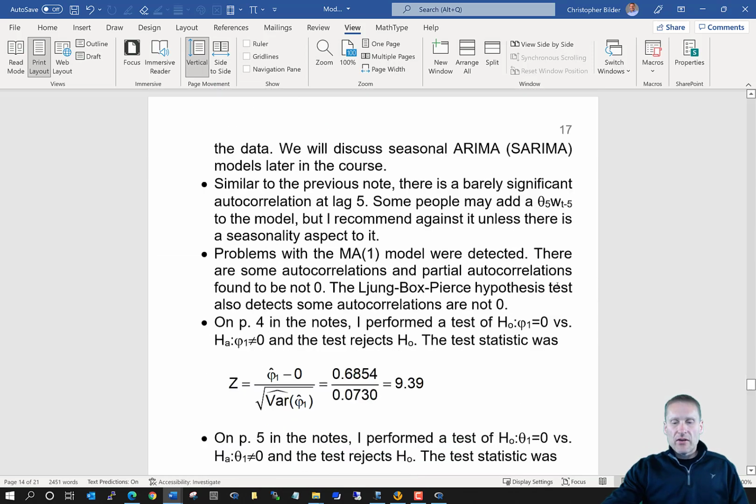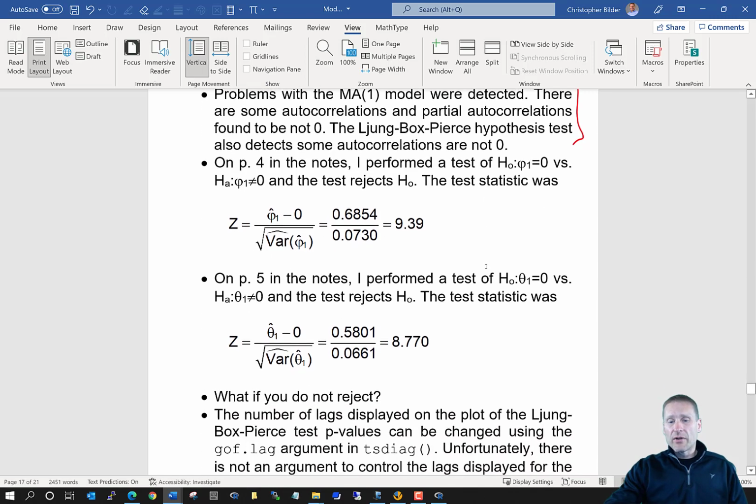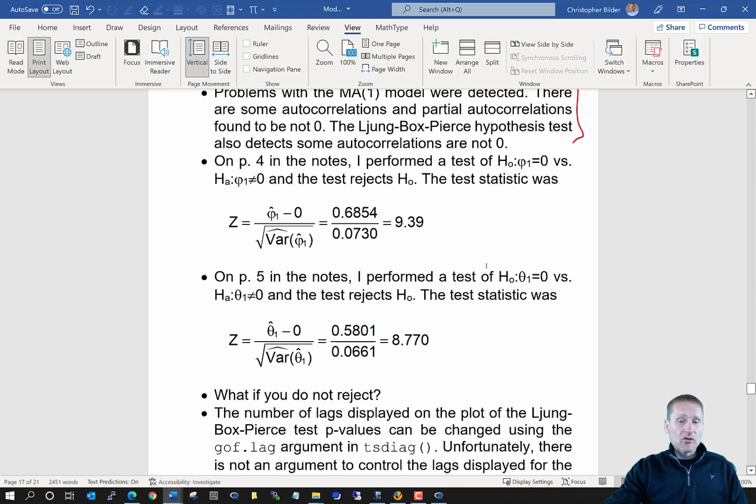Okay, some other notes here. So I talked about the autocorrelation. We do have problems with the MA(1) model. So alone, this MA(1) model should not be examined further in the model building process. You might have to make some changes to that corresponding model.